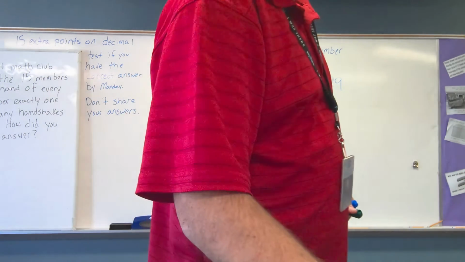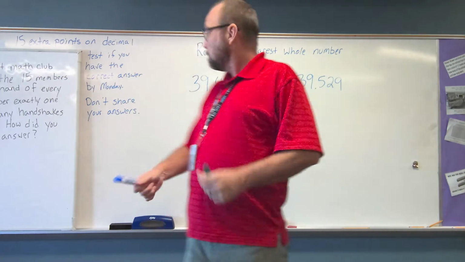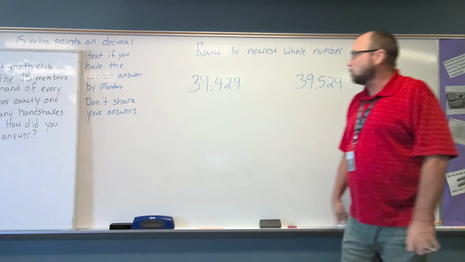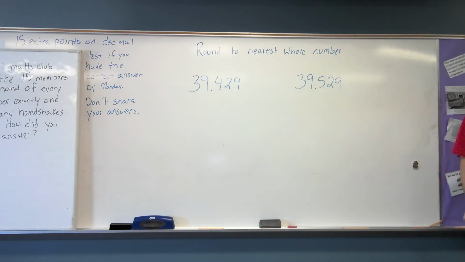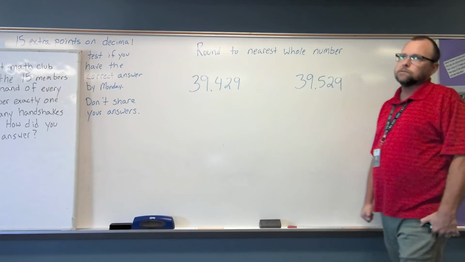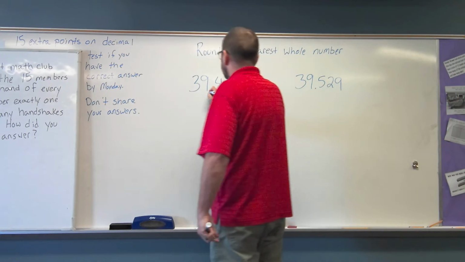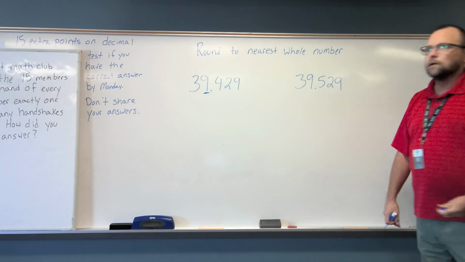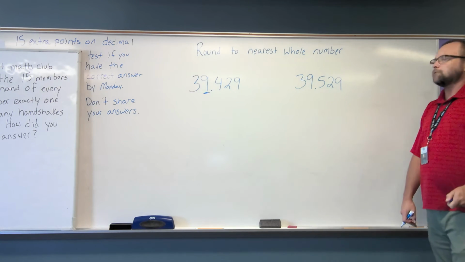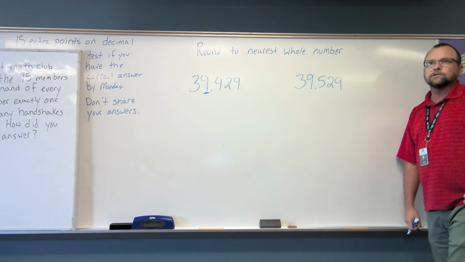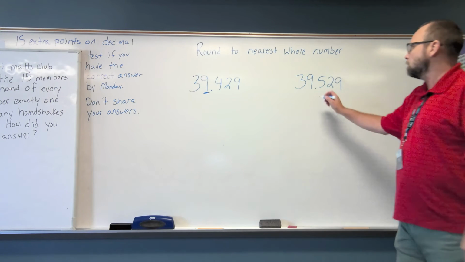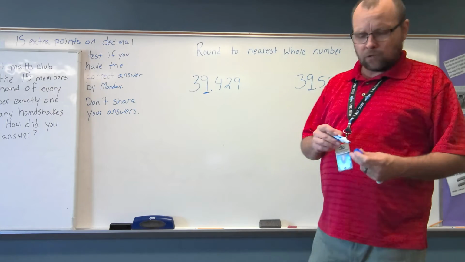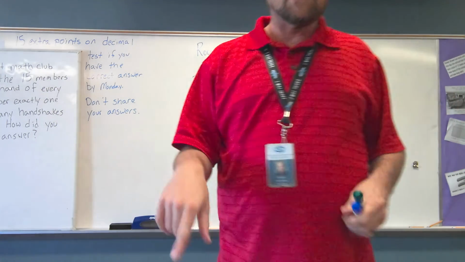All right, Bray. In the number 39 and 429 thousandths, what number's in the ones place? 9. So the 9 will be the one I either add 1 to or I leave the same. Bray, in the number 39 and 529 thousandths, what number's in the ones place? The 9. So the 9 will be the number I either add 1 to or I leave the same.